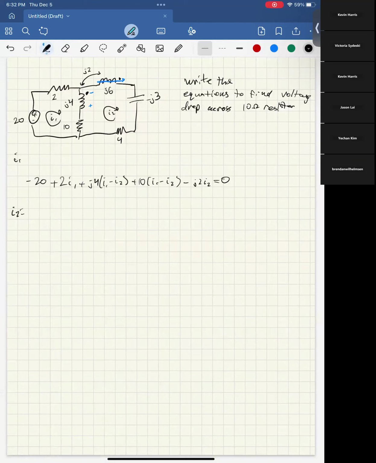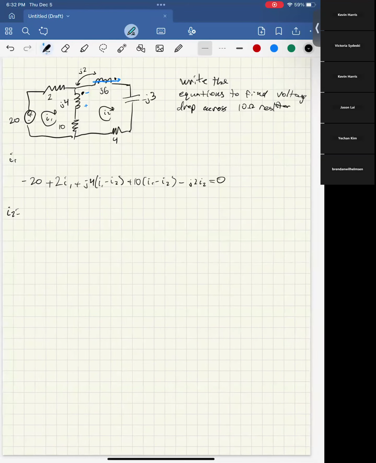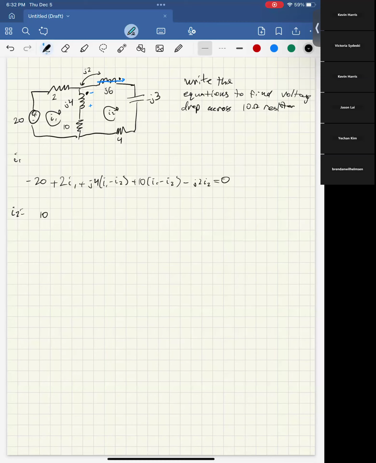For I2, we do something basically pretty similar. So I'll start with that 10 ohm resistor. We have 10 times (I2 minus I1) plus J4 times (I2 minus I1) plus J6 I2 minus J3 I2 plus 4 I2.